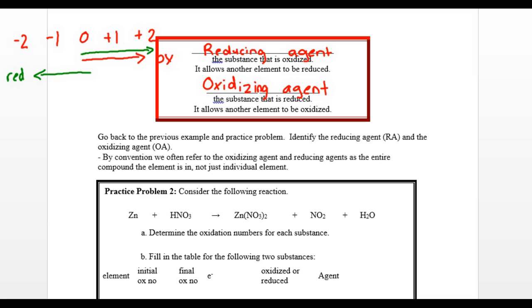In practice problem number 2, we go from start to finish. You have an equation there. Make sure that you balance the chemical equation always. Determine the oxidation numbers for the substance. In the chart below, identify the element, its initial oxidation number, final oxidation number, change in electrons, identify if it's been oxidized or reduced, and finally, determine if it's a reducing or oxidizing agent. Please pause this video and try the question.